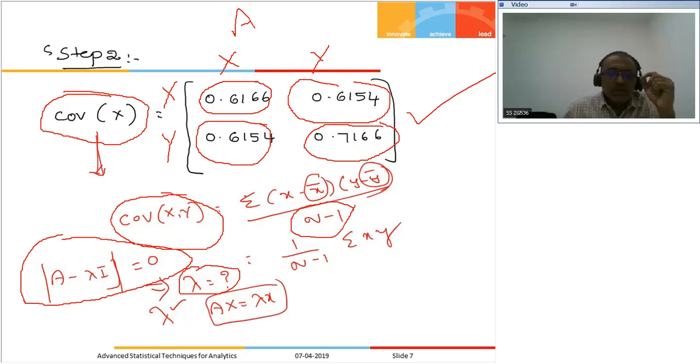Once we have the eigenvalues, we have to use the relation Ax equal to lambda x. This is the basic definition we discussed related to eigenvalues and eigenvectors. Now for a given lambda, we need to find the combination where x is the corresponding eigenvector. So in this case, we will get two eigenvalues, and we have to find the corresponding two eigenvectors.